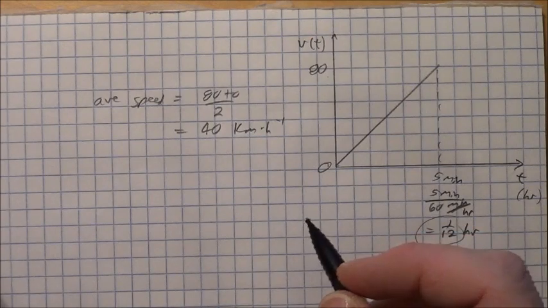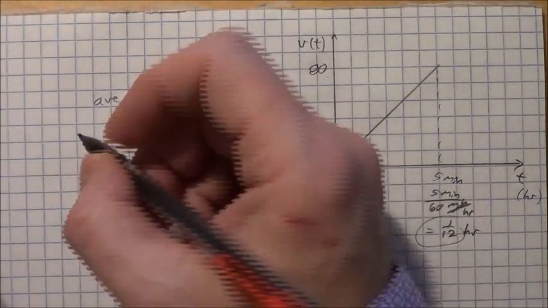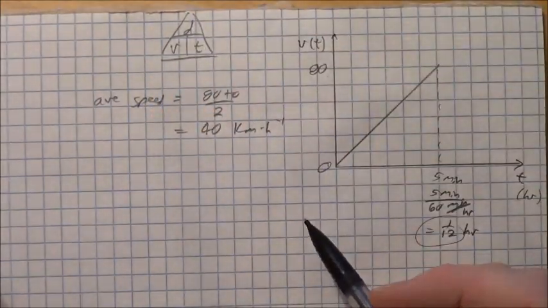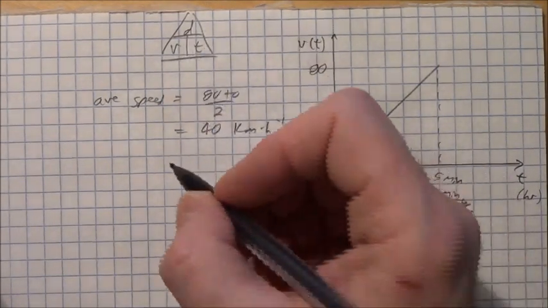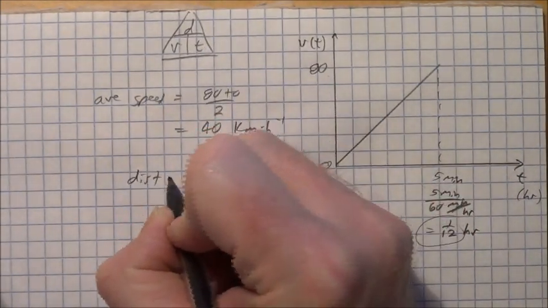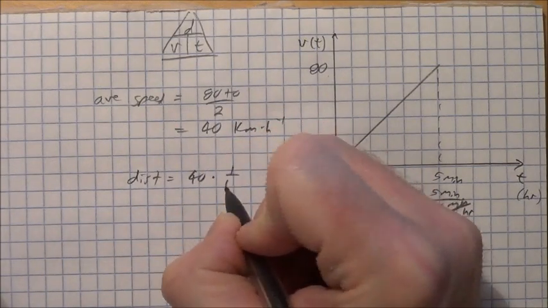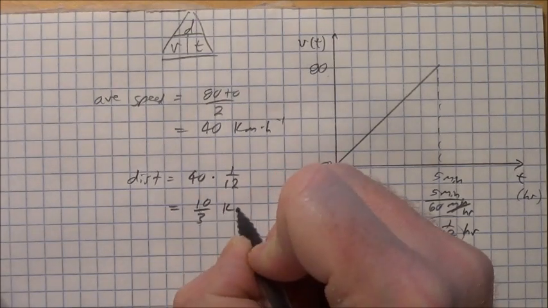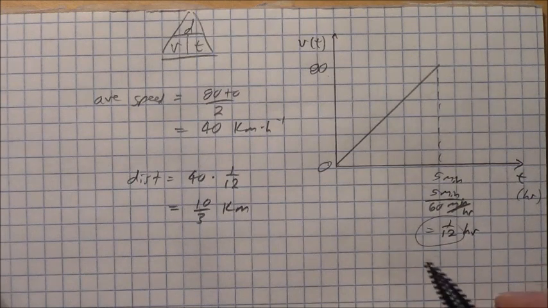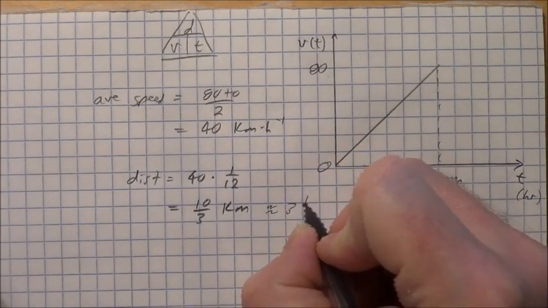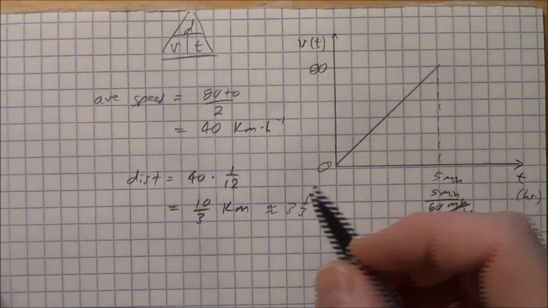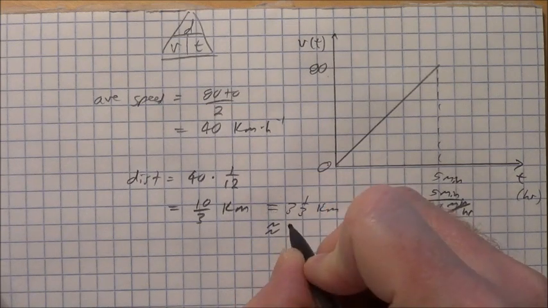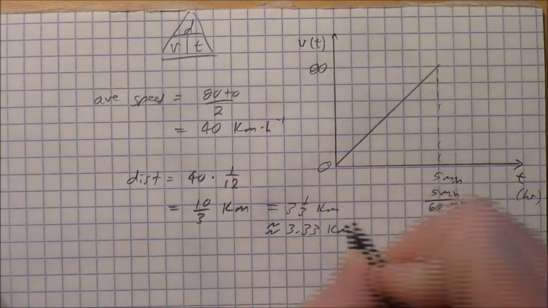If we want to know the distance, again using the distance, speed, time triangle, we take the speed times the time. So the distance equals 40 times 1/12, and that gives us 10/3 of a kilometer, which is 3 1/3 kilometers. It's approximately equal to 3.33 kilometers.